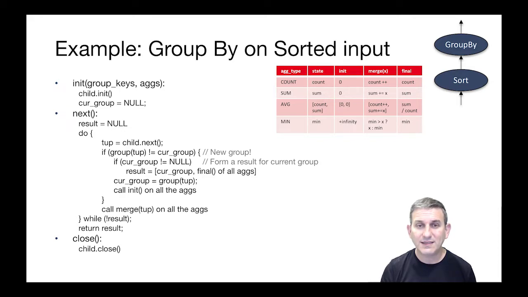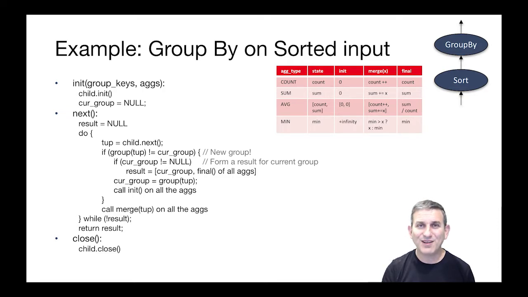When we've done that do loop, if we have a result, it means we found a new group and we formed a result tuple for that group, and we can return it to the output. Okay, and if not, we just go through the do loop some more, merging in some more tuples. Once we have a result, we return it, and that's the end of next. And close is straightforward. Close simply closes the child recursively.